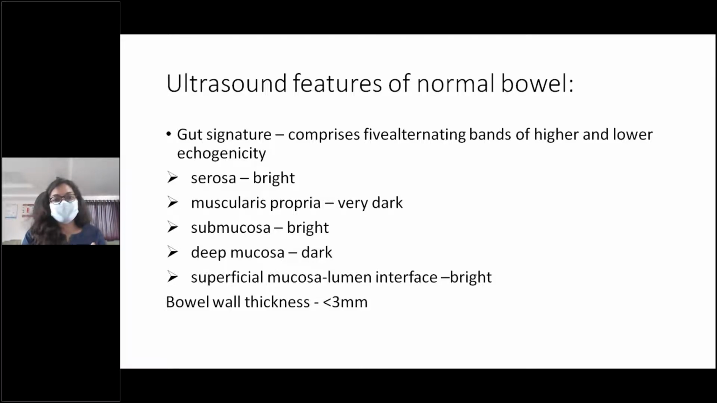Gut signature usually comprises 5 alternating bands of higher and lower echogenicity. Serosa appears bright, muscularis propria appears very dark, submucosa appears bright, deep mucosa appears dark, and the superficial mucosa and luminal interface appears bright. The bowel wall thickness should be less than 3 mm if we measure it in the ultrasound.